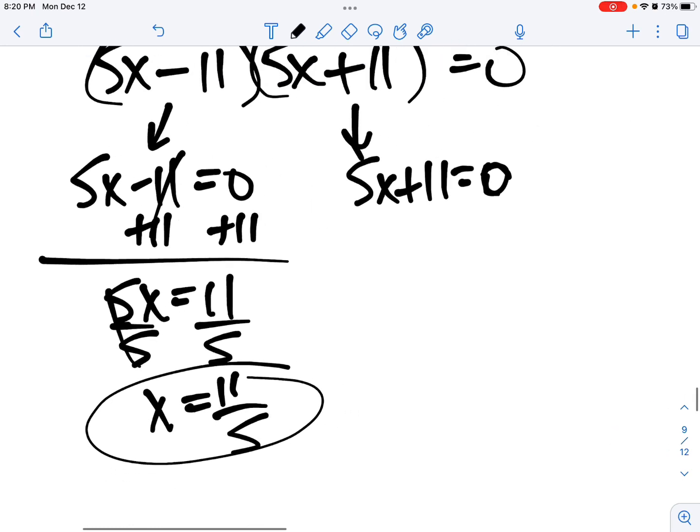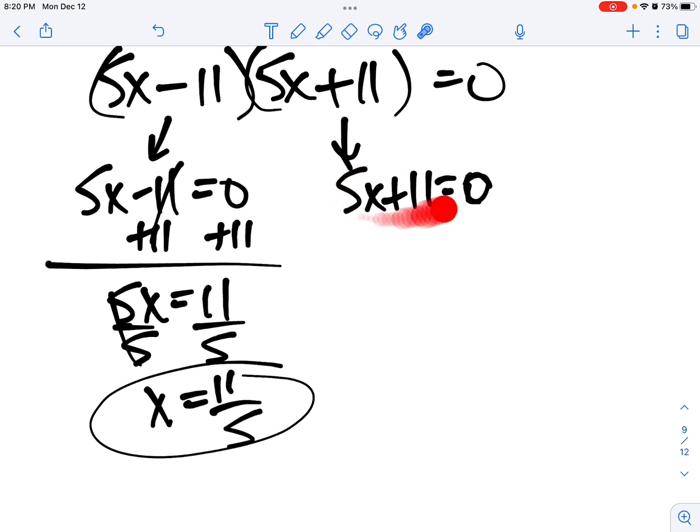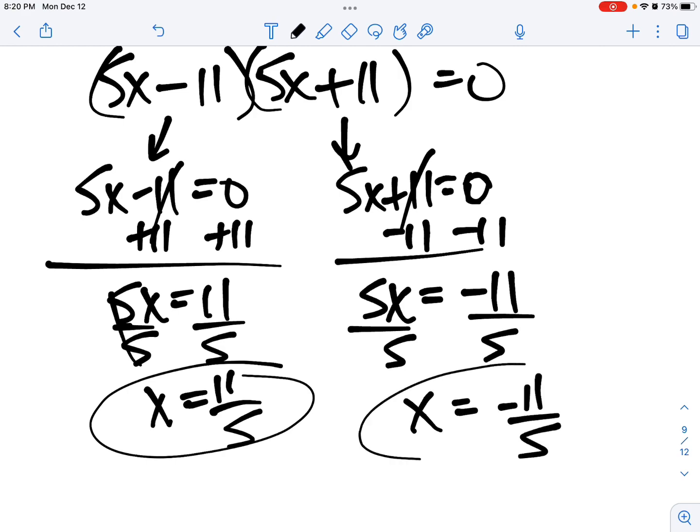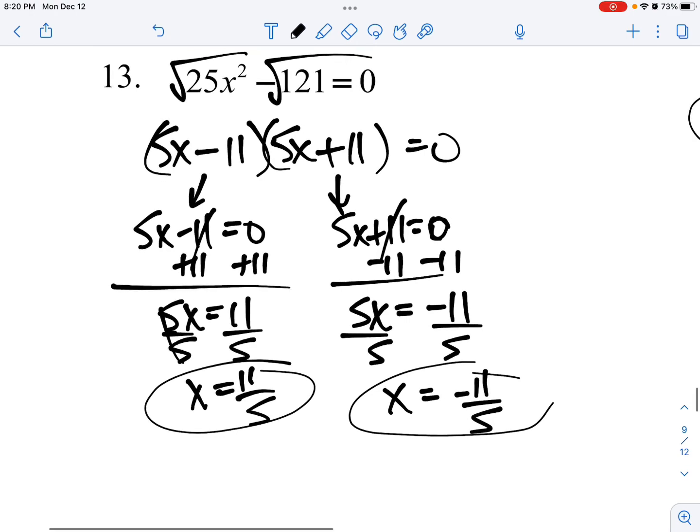And some of you might be able to see, yes, this is going to be the same exact answer except negative. Why? I'll show you. Start by subtracting 11. Get -11. Divide 5. -11/5. Good stuff, you guys. Try the rest of them, check your answers. We're done.